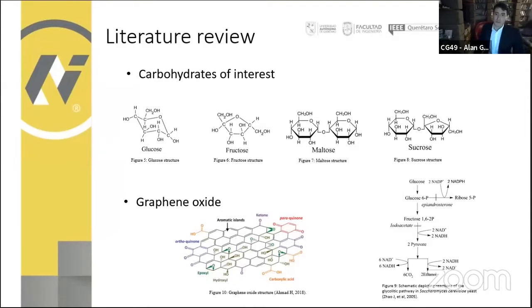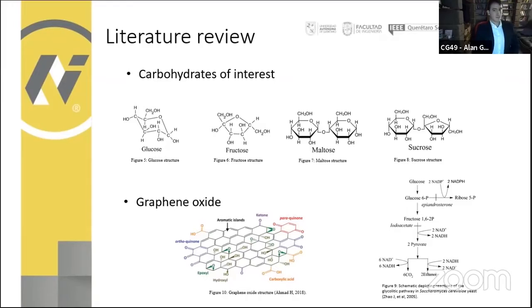In this project, we want to immobilize our yeast in graphene oxide because of its high properties, such as excellent conductivity, as well as all the functional groups that it has on it. As we can see in figure 10, it has aromatic islands, ketones, etc. This means that our yeast is going to adhere better to this surface, and it's going to allow for better direct electron transfer inside our fuel cell.